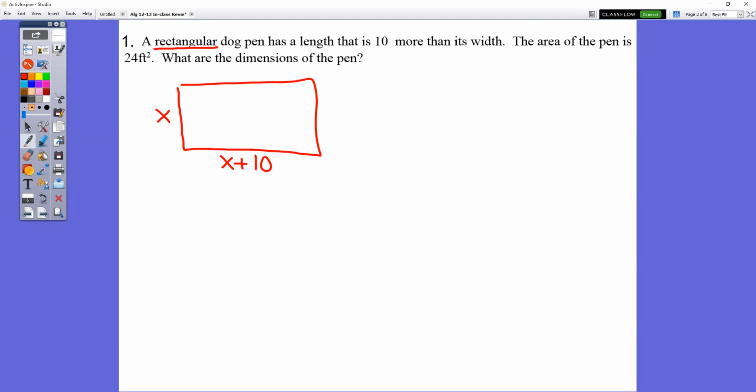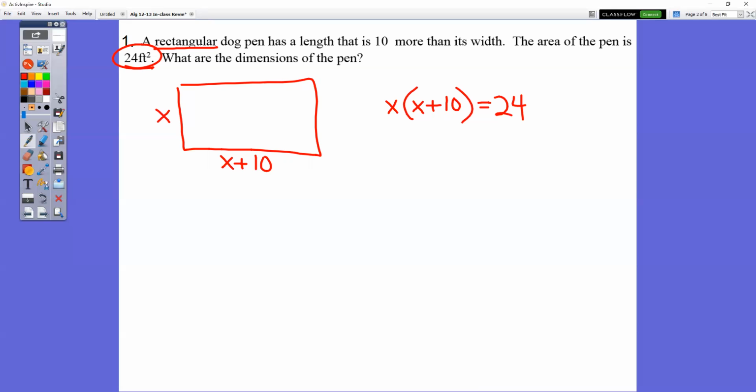Remember, the way that you find area is to multiply those two things together. So we have to multiply this together: x times x plus 10 equals the total area of 24. Go ahead and solve the rest of this one on your own, please.